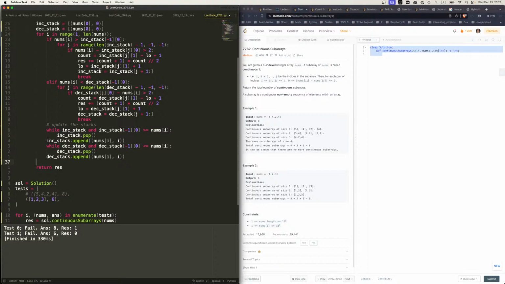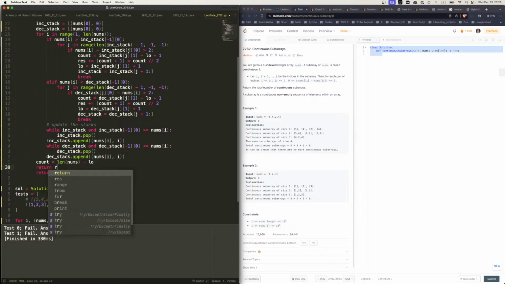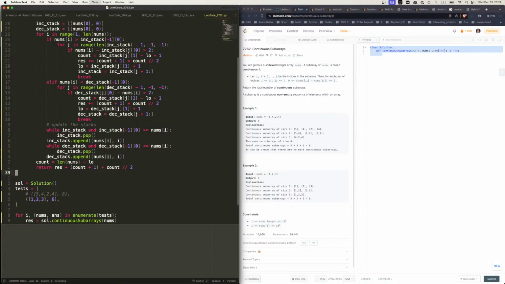And I think we only need to do low and the last one, right? So at the end, we shall say count again shall equal to nums minus 1 minus low plus 1, right? Minus low, that's the last one. And then we can say return res plus count plus 1 times count divided by 2. Is this right? Now this is correct.